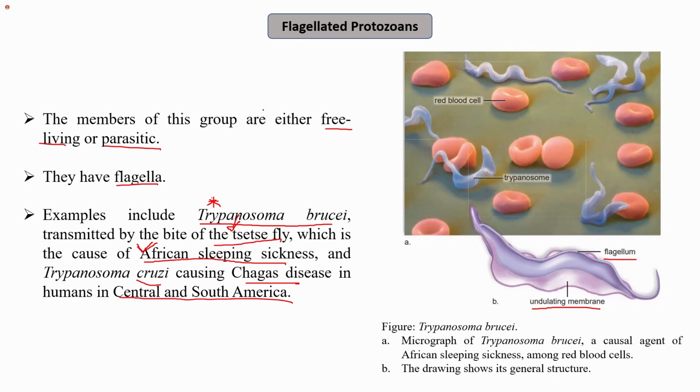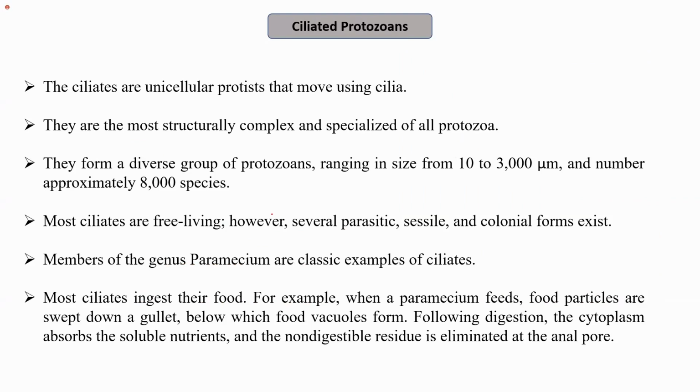So the most important thing to remember is that in flagellated protozoans, flagella are present. They may be free living or they may be parasitic. Examples you need to remember include Trypanosoma brucei, transmitted by the bite of the tsetse fly, that causes African sleeping sickness, and Trypanosoma cruzi that causes Chagas disease in humans of Central and South America, killing many people every year.